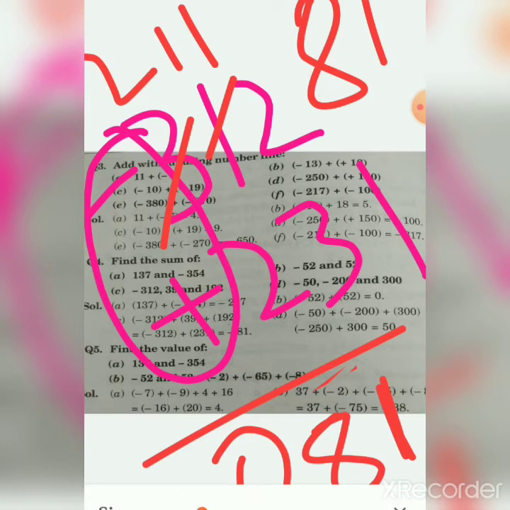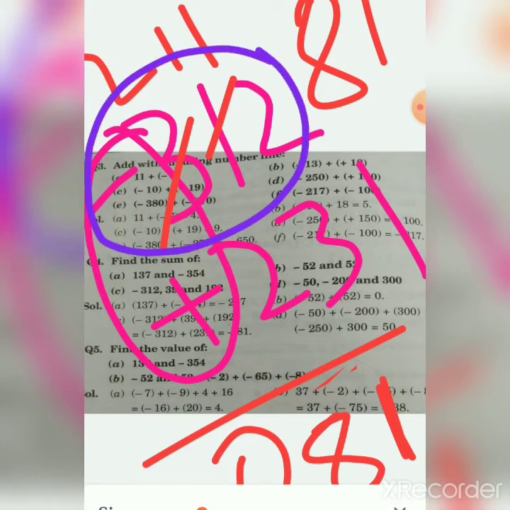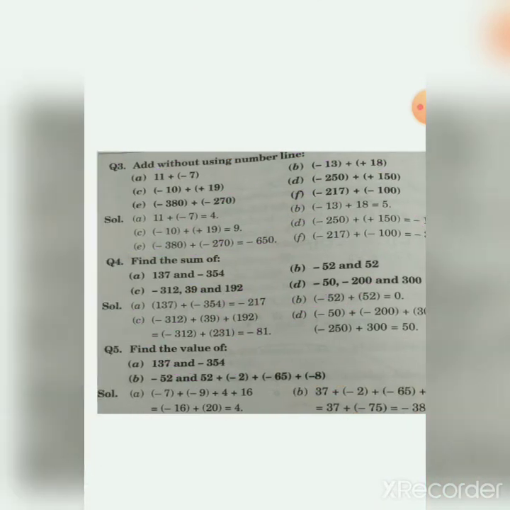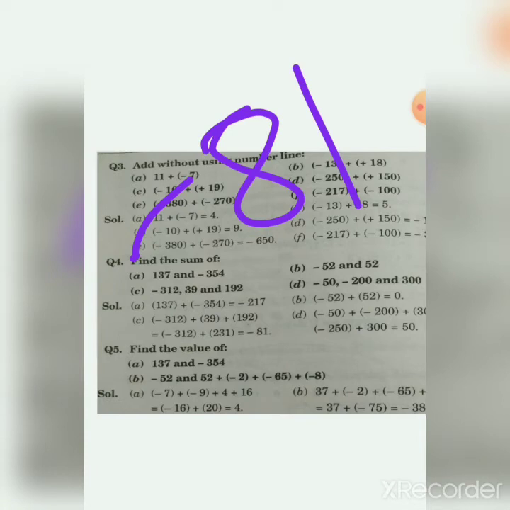So which is the biggest number here? We have 312 as the biggest number. It contains a minus sign. So the answer will be minus 81, because at last we have to put the sign of the greater number. Okay.